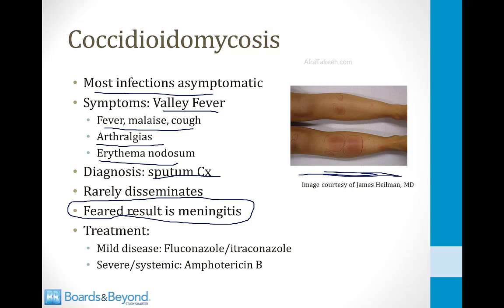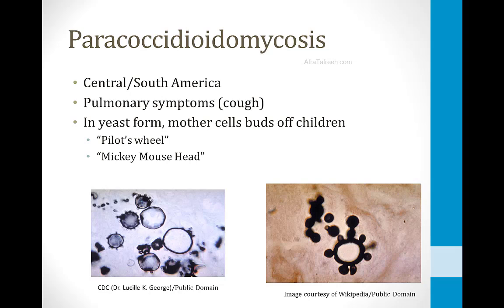And the treatment is the same as for all the fungal pneumonias: fluconazole and itraconazole for mild disease, and amphotericin B for severe disease. And the last of these fungal pneumonias is paracoccidioidomycosis. So this doesn't happen often in the United States. It occurs in Central and South America. This means for a board question, they may very well describe to you someone who's recently traveled to one of these two places.